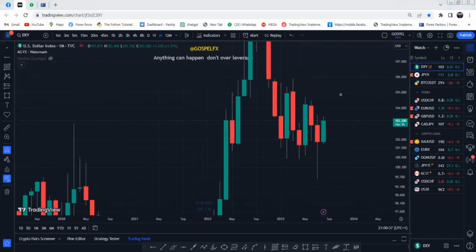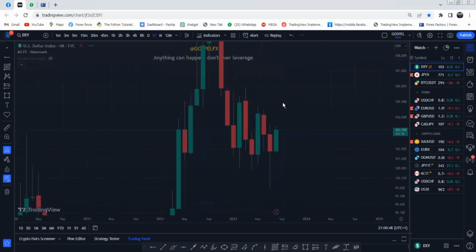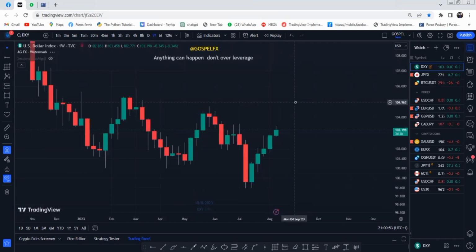So let me remind you again, every candlestick that you see here is formed based on timing. Now let's go to the weekly chart. Like I said, it takes 5 days to form a weekly candle. It takes 4 weeks to form a monthly candle. It takes 12 months to form a yearly candle.